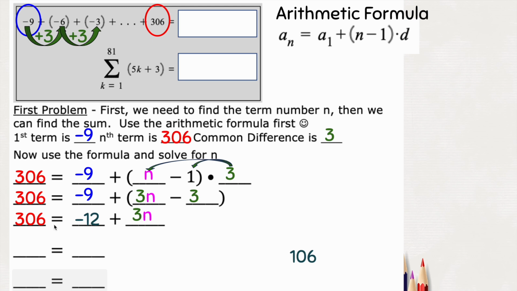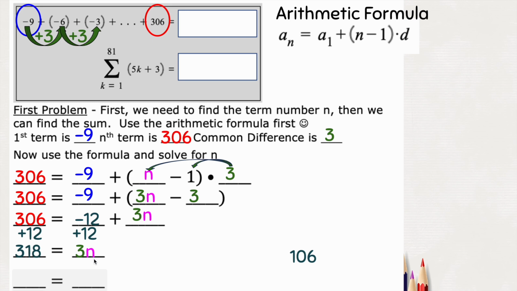Now I can start to solve because I've simplified as much as I can. So I'm going to add 12 to both sides because I want to get n by itself here, right? That's my whole goal. So 306 plus 12 is 318. The 12s cancel and the 3n just comes down here.